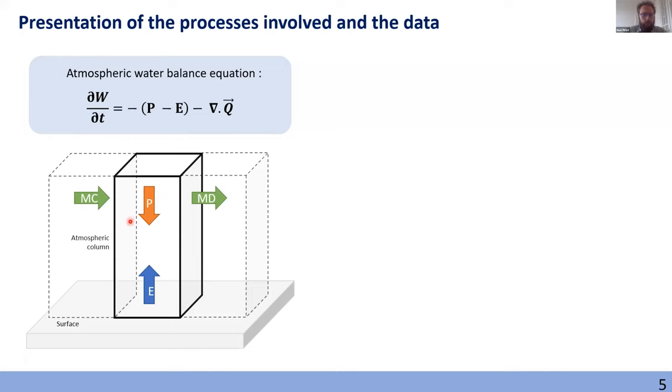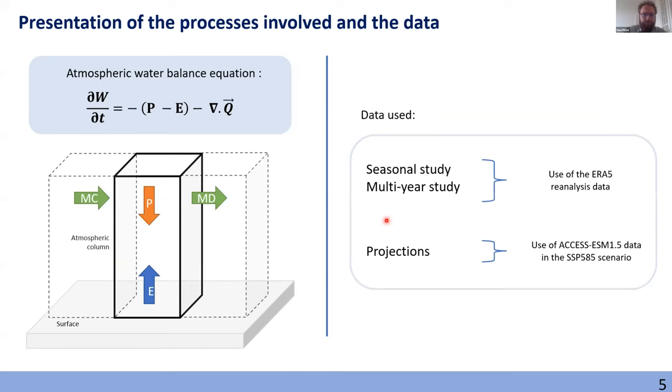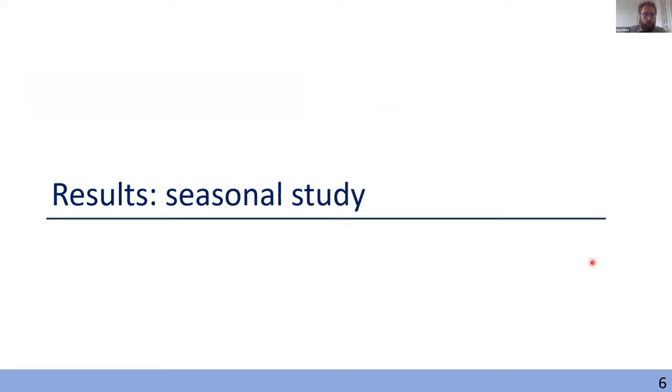To represent these three processes, I use data. For the seasonal and the multi-year study, so the first two questions, I use the ERA5 reanalysis data. And for the projection, so the last question, I use the ACCESS model data with the SSP585 scenario. Now let's turn to the results and begin with the seasonal study.